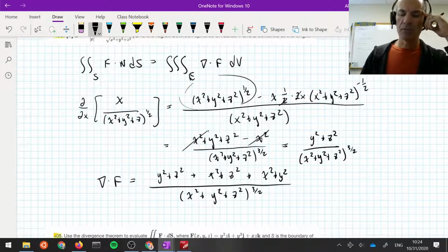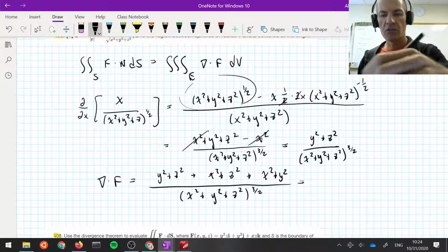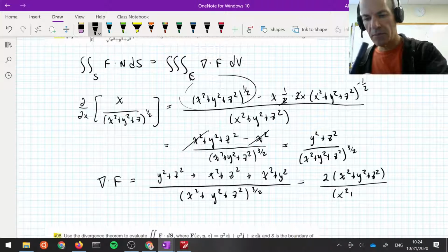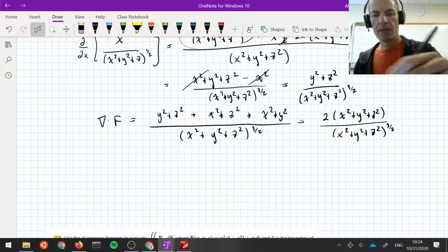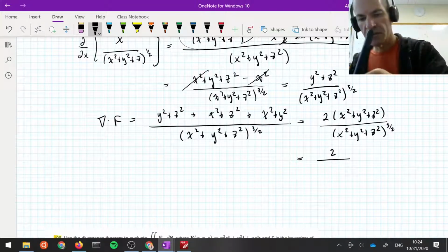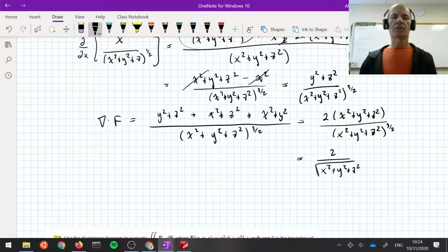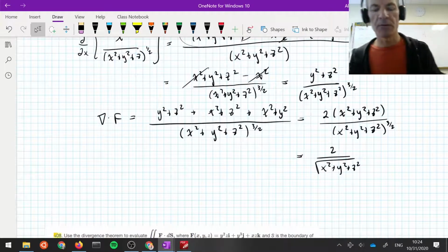Now, there's a little bit of simplification that can occur here in the numerator. I've got 2 x squareds, 2 y squareds, and 2 z squareds. So that's 2 times x squared plus y squared plus z squared over x squared plus y squared plus z squared to the 3 halves. And even more simplification, I end up with the divergence 2 over the square root of x squared plus y squared plus z squared. So a frightening expression to start, but the divergence turns out to be relatively straightforward.